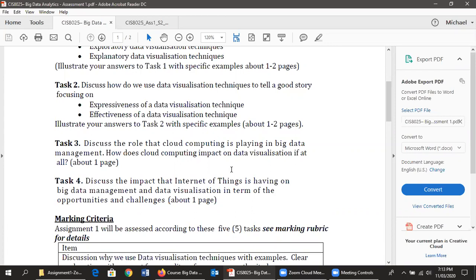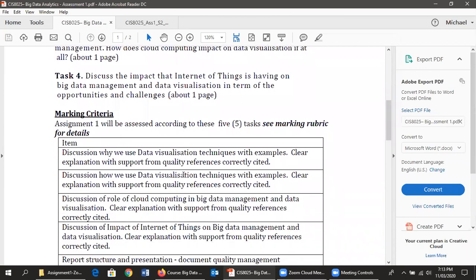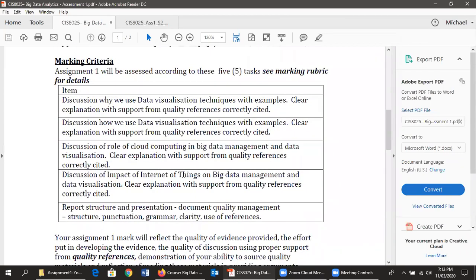That's cloud-based. And then task 4 is discussing the impact that the Internet of Things is having on big data management. I think it's fairly obvious that the Internet of Things is generating a lot of data. How does that play out in terms of data visualization, in terms of opportunities and challenges? And then there's an overview of marking criteria.